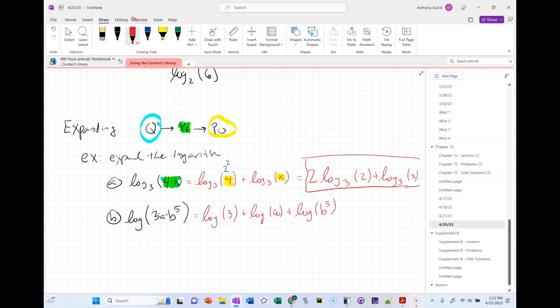Everybody okay with that? So every place there's a multiplication symbol, we just have a break, an addition symbol, and a new logarithm around whatever the other piece was. So far, so good?